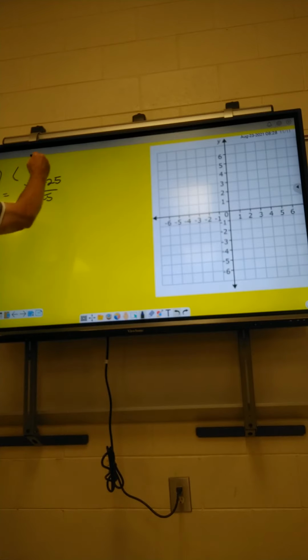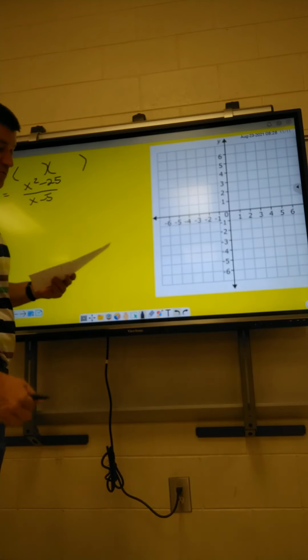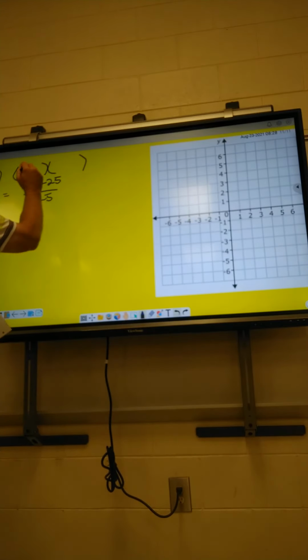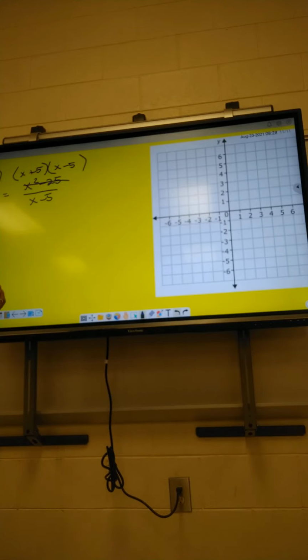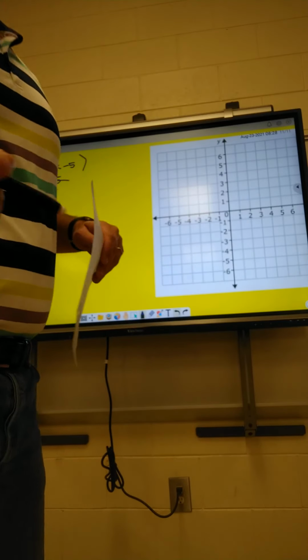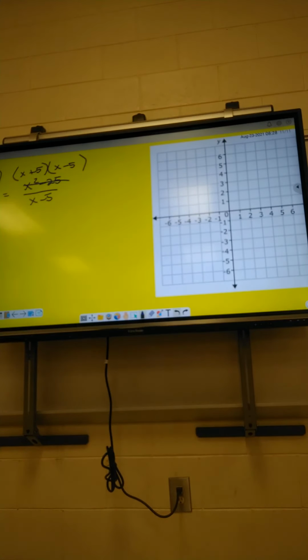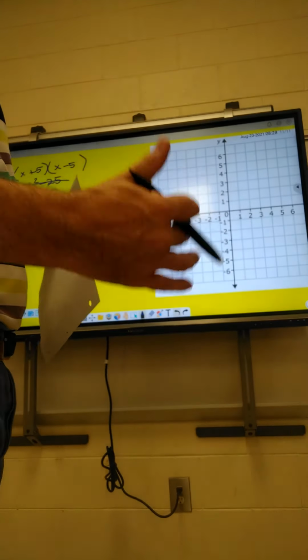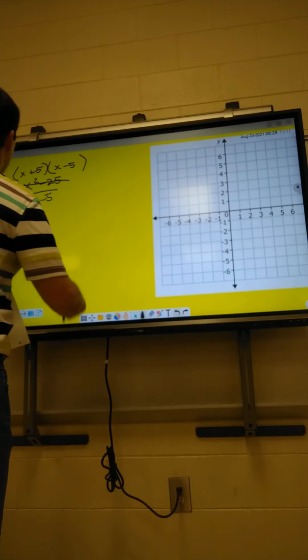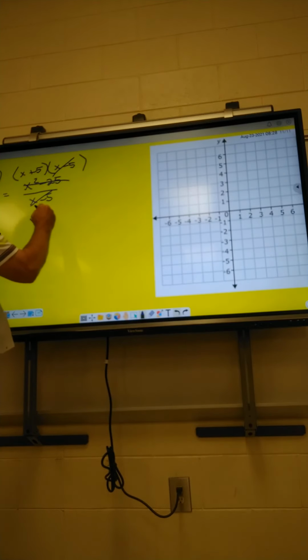All right, this one, you notice the top has an x squared, so we can factor it out. Since 25 is a perfect square, it's x plus 5, x minus 5. All right, now cross out the ones that are the same on top and bottom, graph it and find your hole. Go ahead and stop the video, try to do it by yourself, and then you can start it back and check your work. X minus 5 is cancel.